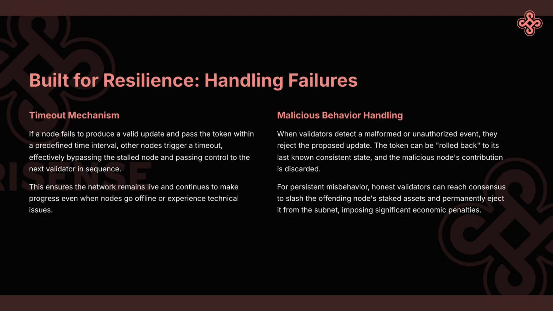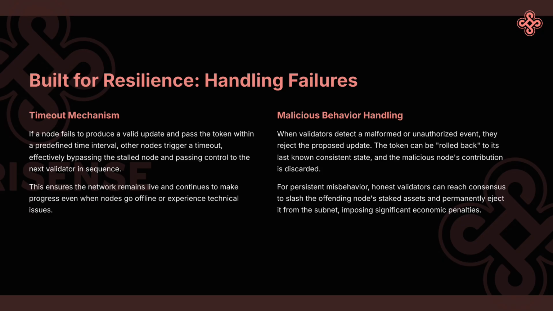To counter this, the protocol uses a timeout feature. If a node fails to produce a valid update and pass the token within a predefined timeframe, the other nodes in the subnet initiate a timeout, effectively bypassing the stalled node and handing control to the next validator. This mechanism ensures that the network remains live and progresses smoothly.